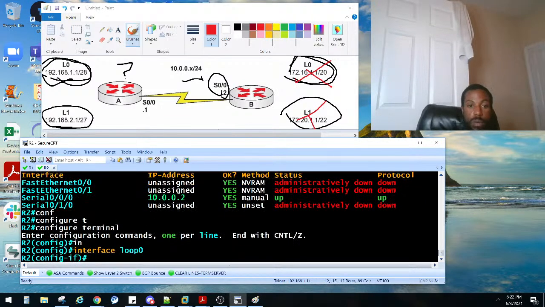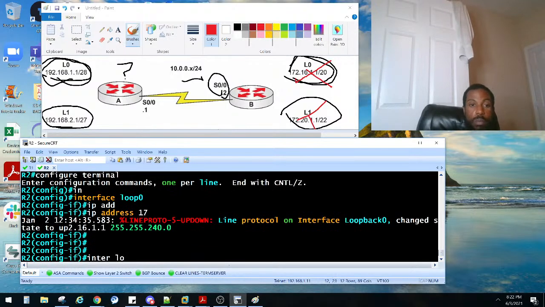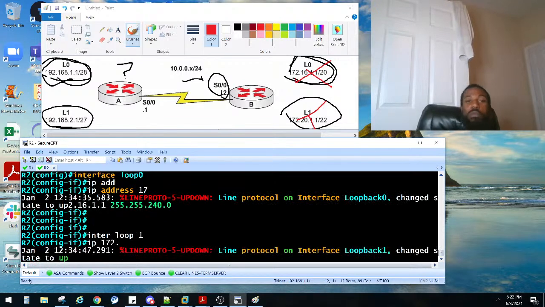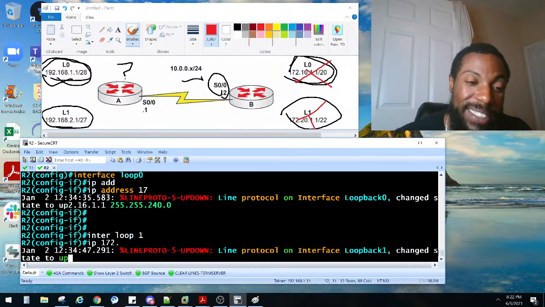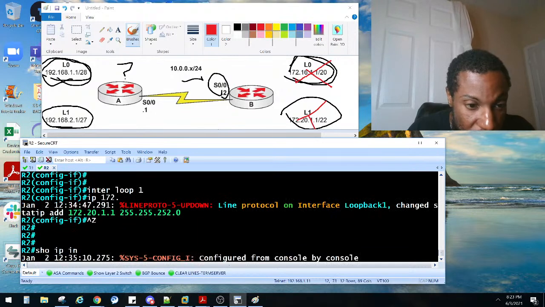Loopback 0, his IP address is 172.16.1.1/20, which is 255.255.240.0, right? And the other guy is interface loopback. Y'all see what I'm doing, right? Unless y'all caught me putting all the loopbacks on one router. Let's see how long before he catches that mistake. I know some of y'all are probably thinking that, but some of y'all might have missed it. IP address 172.20.1.1/22 is 255.255.252.0, right? Show IP interface brief.